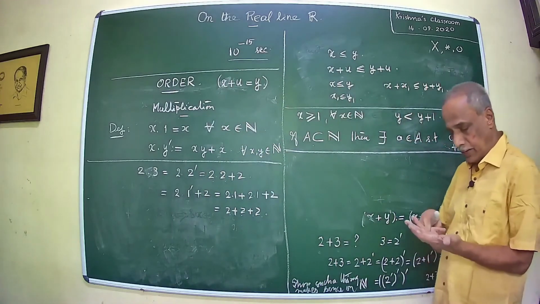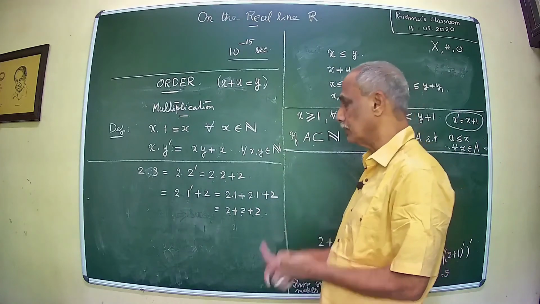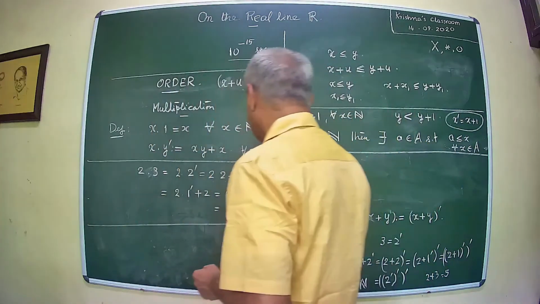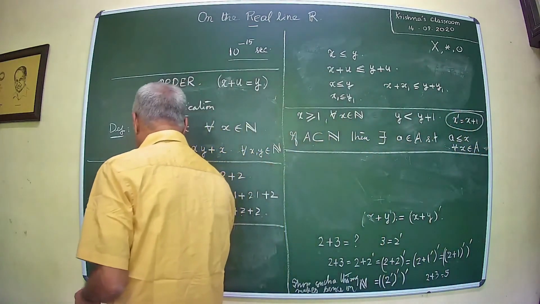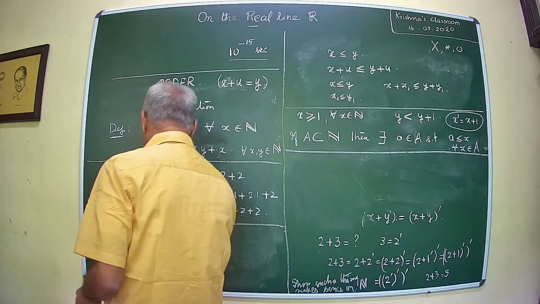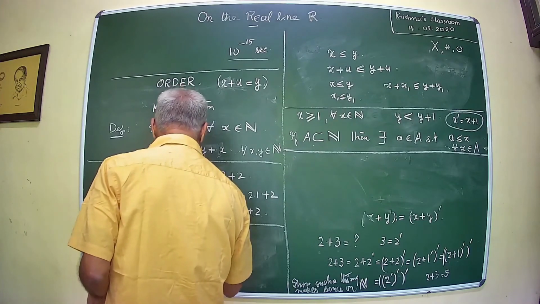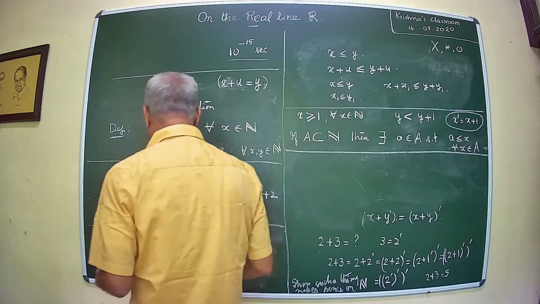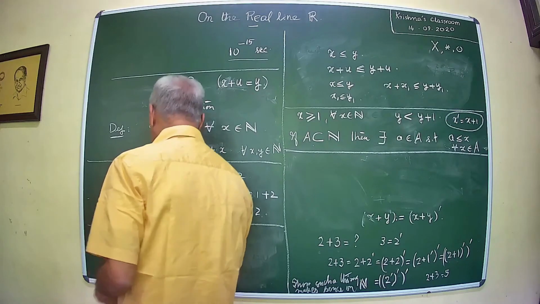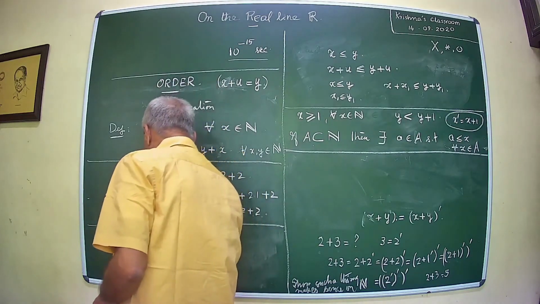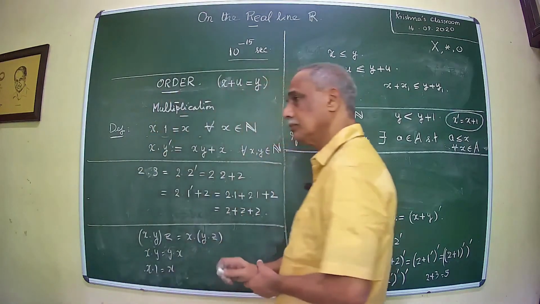So you have now addition, order relation and multiplication. Therefore one has to talk about the interplay between them. Okay. So you have x into y into z equal to x into y z. This is what you call associativity. This is commutativity. x into 1 equal to x. That is of course a repetition of the first property. Okay.